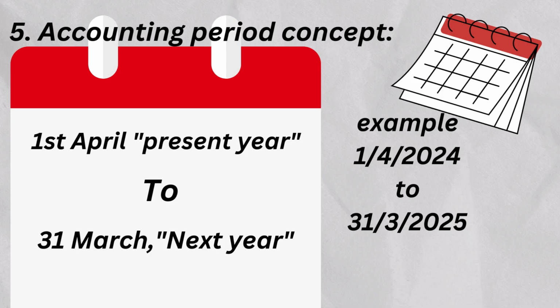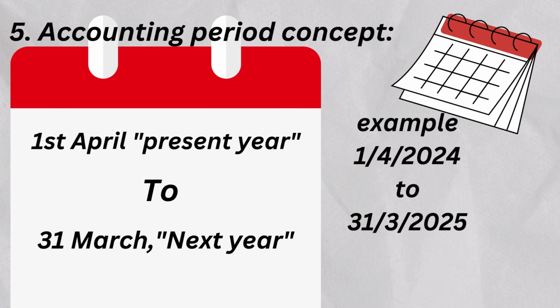Fifth concept, accounting period concept. According to this concept, it is assumed that accounts are prepared for 12 months. Okay, 1 year. So our accounting period concept represents an accounting year which starts from 1st April of the present year to 31st March of the next year. An example is given on the screen. Say, for example, 1st April 2024 to 31st March 2025 is treated as an accounting period year.